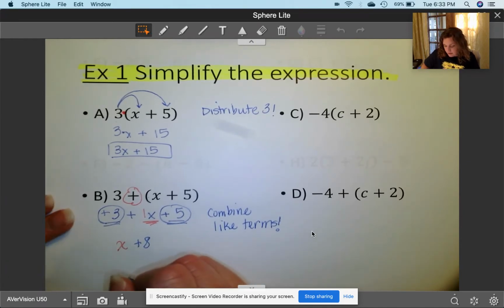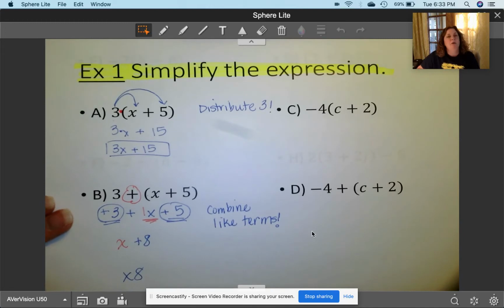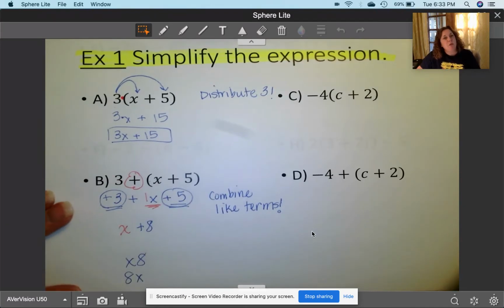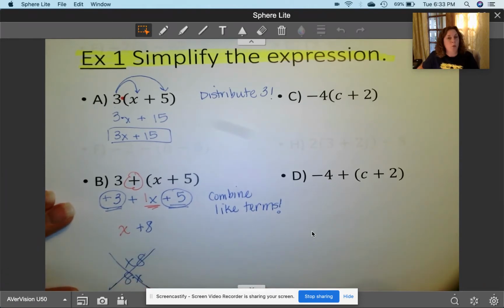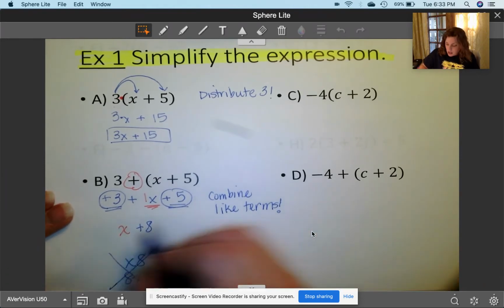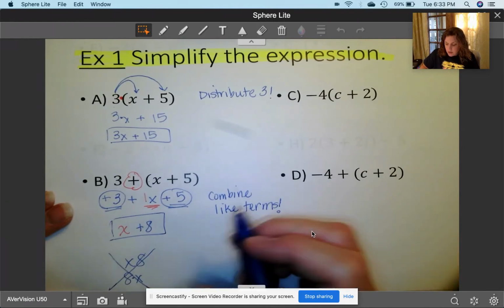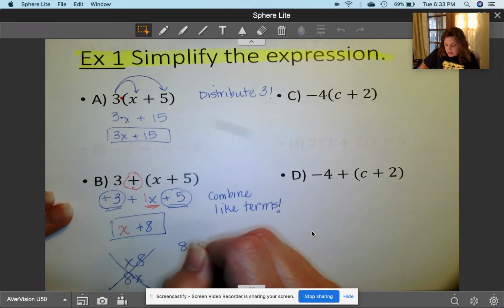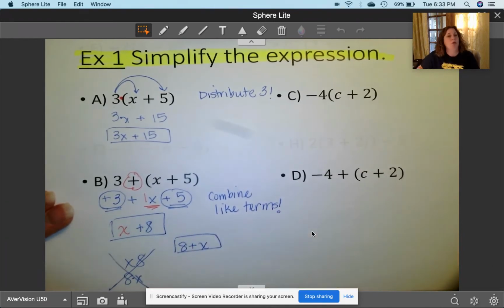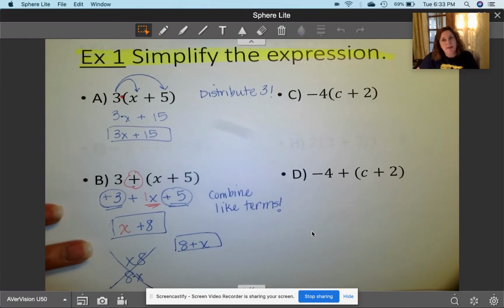Because if you didn't have it, if it was x8, well, first, that seems weird, doesn't it? But maybe you wrote it 8x. That doesn't seem so weird, and it means something entirely different. This means 8 times x, and that is definitely not what we want, okay? So this is a great answer. It would also be equivalent to write 8 plus x, and that also works too. They are the same thing.